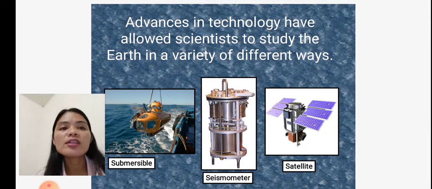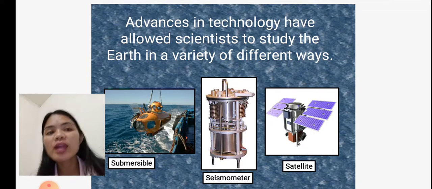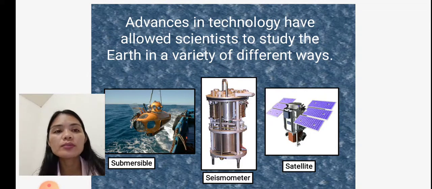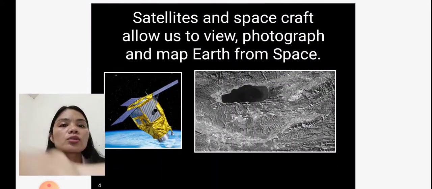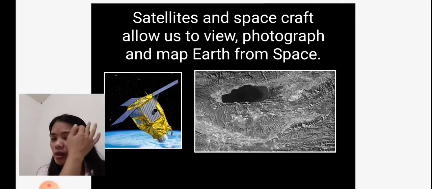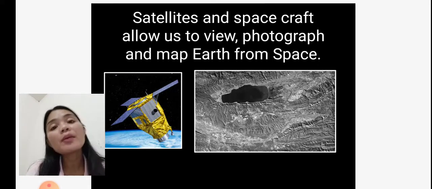Next. So, these are advances in technology that have allowed scientists to study the Earth in a variety of different ways. Mga ginagamit ng mga scientists to study the Earth sa mas malalim na paraan. So, submersibles, seismometers, satellites. Hindi tayo mag-focus dun sa mga tools na ginagamit ng scientists. We will focus on the Earth system. Pero daanan na rin natin.